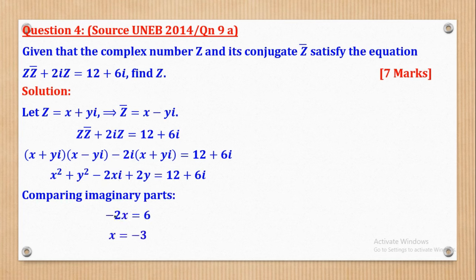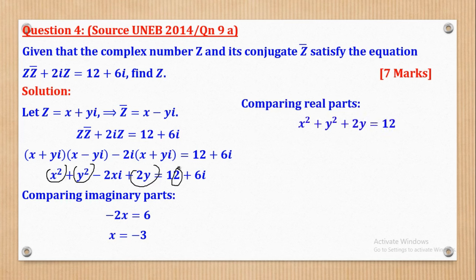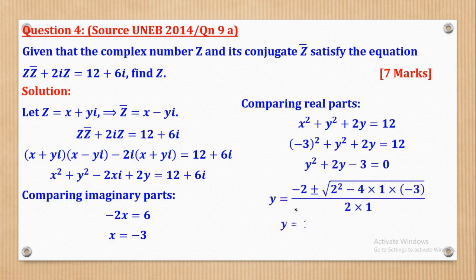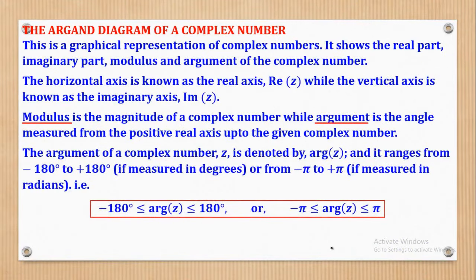What about when I compare real parts? Real parts, there is this, there is this, there is this equal to this. So I'll come up with that equation, substitute for x, simplify, I'll get a quadratic in y, therefore use the bulldozer method to come up with the two values of y, and therefore z will be this, or z is equal to that, and that's what they wanted. So that has been equality of complex numbers.